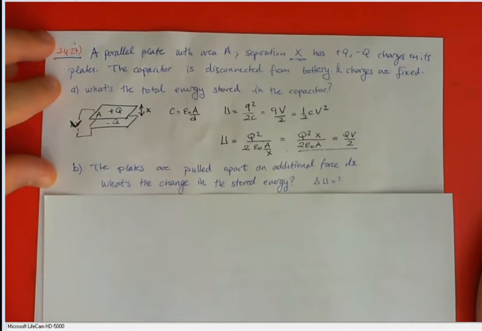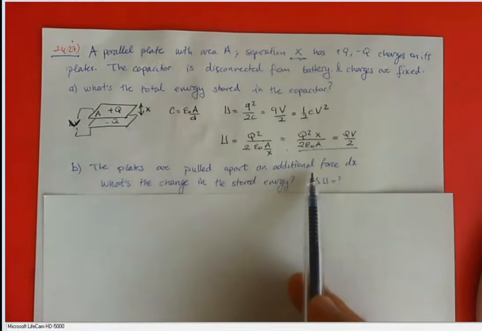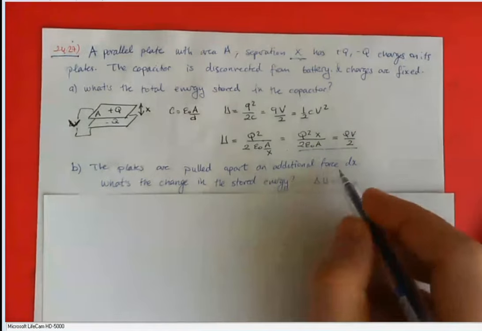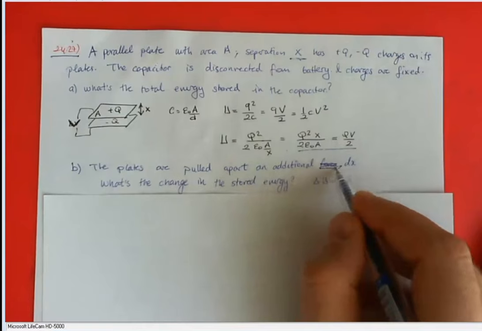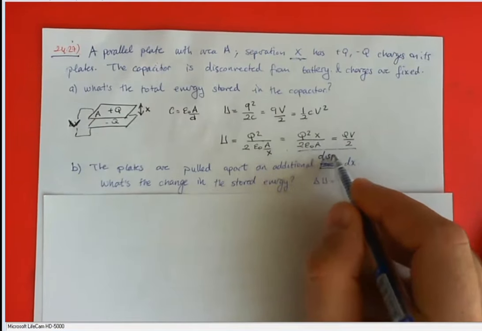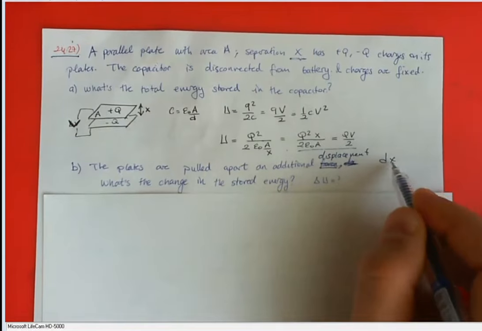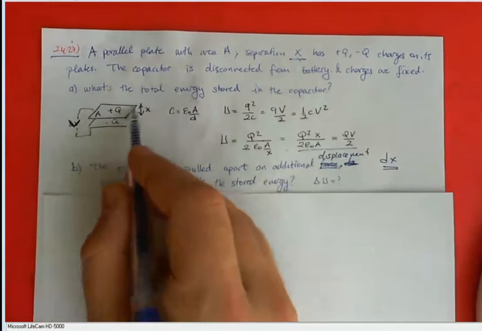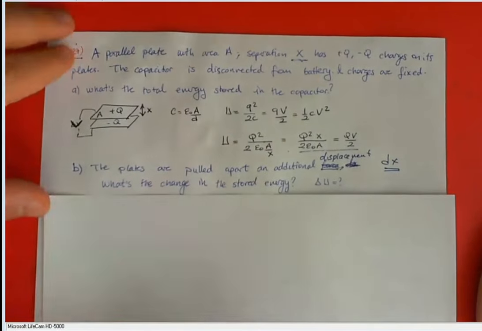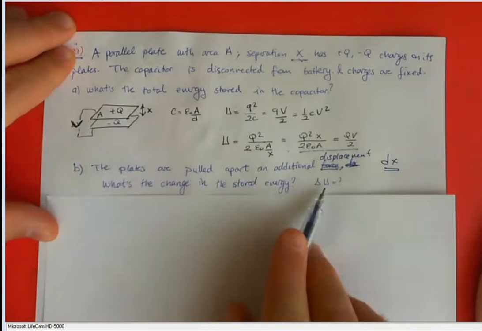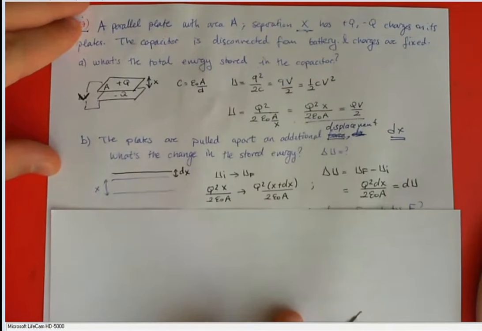Okay, so next the question is, what if the plates are pulled apart with an additional force and additional displacement, let's say additional displacement dx. So we are making this separation a little bit higher. Okay, so what is the change in the stored energy? What is delta U?